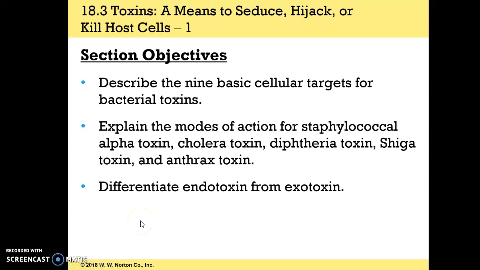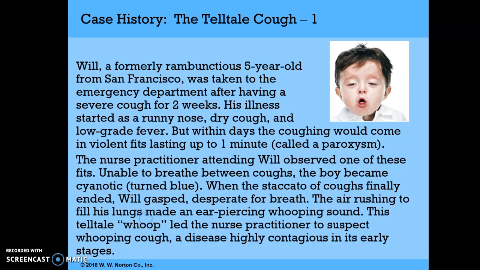So for this section, we're going to talk about toxins. We're going to describe the 9 basic cellular targets for the bacterial toxins. We'll talk about the mode of action, specifically for staphylococcal alpha toxin, cholera toxin, diphtheria toxin, Shiga toxin, and anthrax toxin. And then we'll talk about the difference in endotoxins and exotoxins.